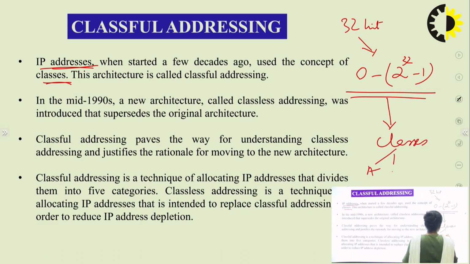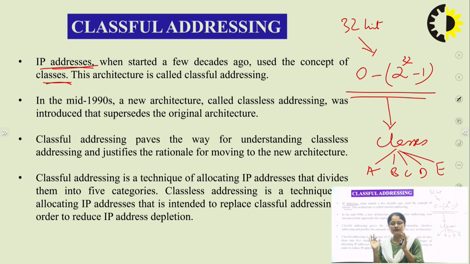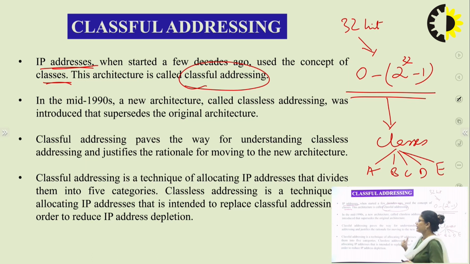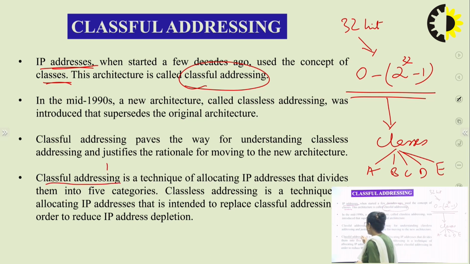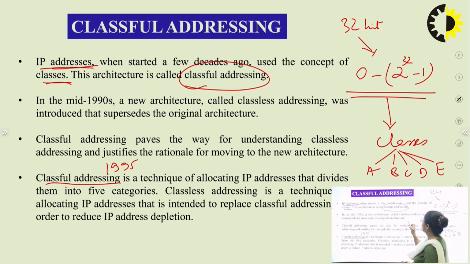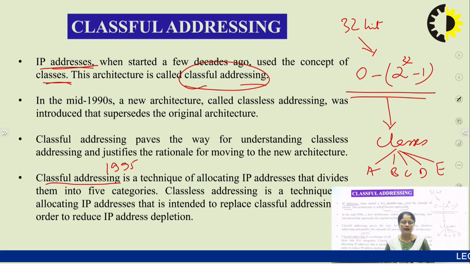We have class A, B, C, D and E. So, this total range of addresses is divided into 5 classes, namely A, B, C, D and E, and we call such an addressing scheme a classful addressing scheme. Classful addressing scheme was the first one that came up, followed by the classless addressing scheme, which was addressed somewhere in the year 1995.